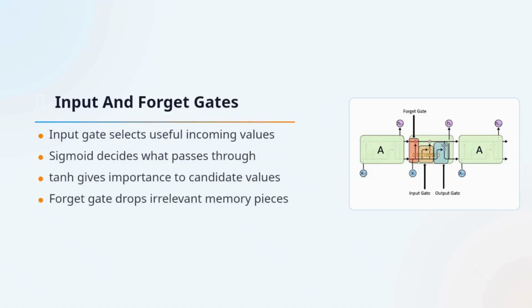The input gate decides which parts of the current input should update the memory. A sigmoid function acts like a filter, allowing values between 0 and 1, while TAN helps scale candidate values by importance. The forget gate then checks the previous hidden state and current input to decide what old information should be kept or discarded. So by this stage, LSTM has already decided what to add and what to remove from memory.